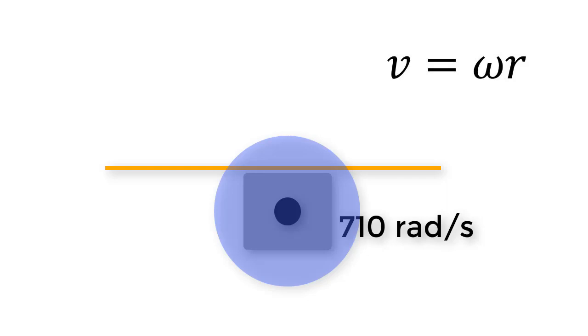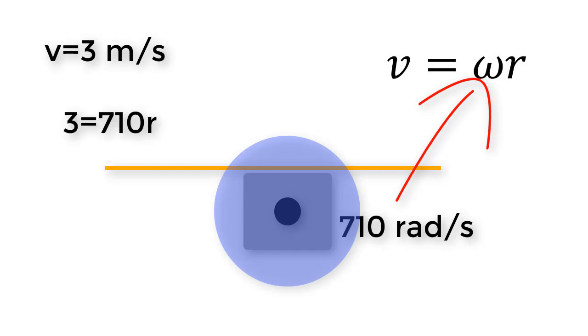We haven't yet picked a radius for our wheel, so let's just plug in the numbers that we have. We know that V has to be 3 meters per second from the first week requirements. Then I put in 710 radians per second. That gives us a wheel radius of 3 over 710 meters, or about 4 millimeters. That's a super small wheel. So what does this mean about the speed? Is our 710 radians per second too fast or too slow?